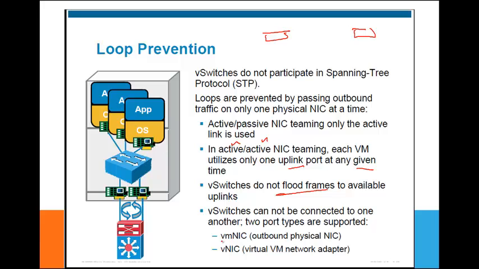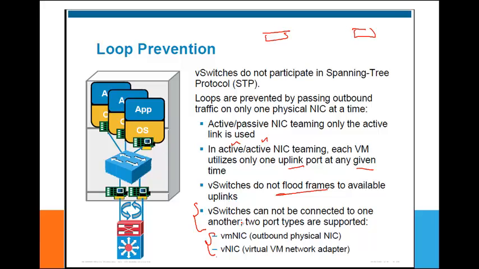So without the help of the ports, they cannot talk to each other. That's what this really means. V switches cannot connect to one another without the help of VMNIC or VNIC. There are two types of ports that we see: VMNIC and VNIC. Without the help of a port, they cannot communicate.